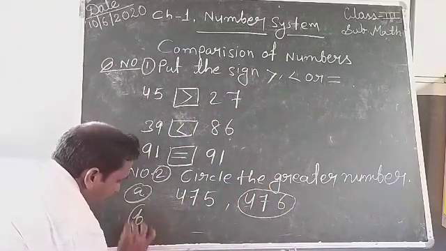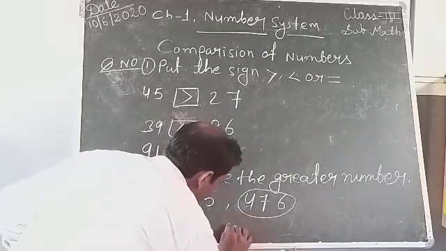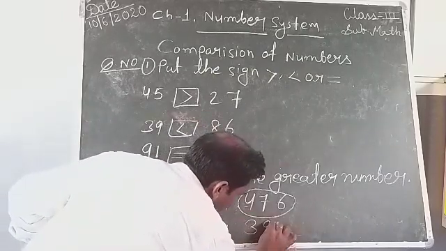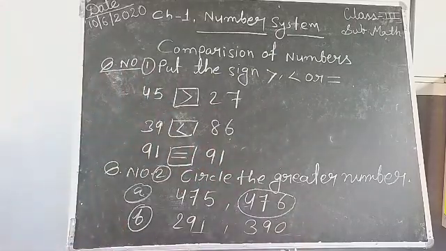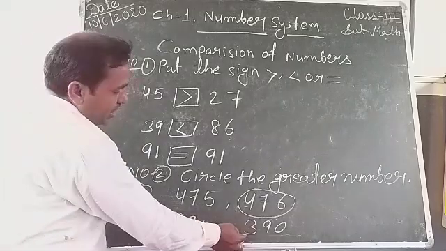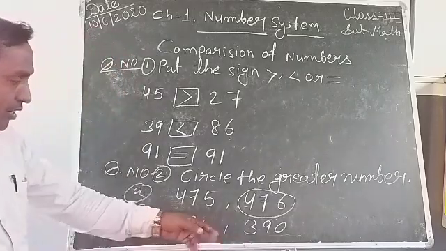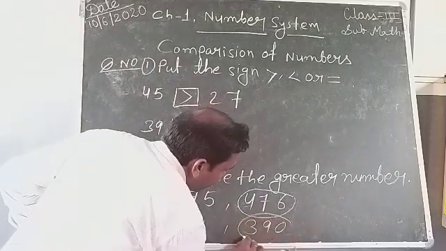One more example: 291 and on this side 390. Again you do comparison. Look at the left side number, here 2, here 3. It means which one is greater? That number is greater. Again you circle that one, 390.